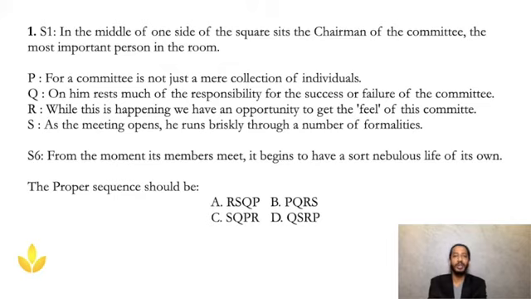So let's look at option P here first. So that for a committee is not just a mere collection of individuals. So the relativity is to the committee here. But whereas sentence 1 is relating to the chairman in its ending statement. So let's look at option Q.